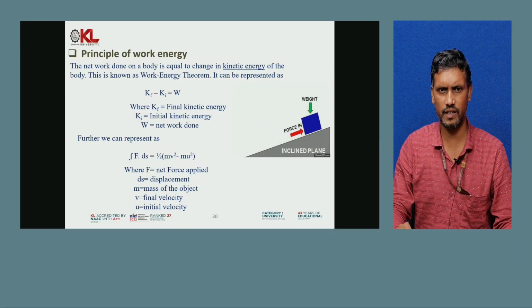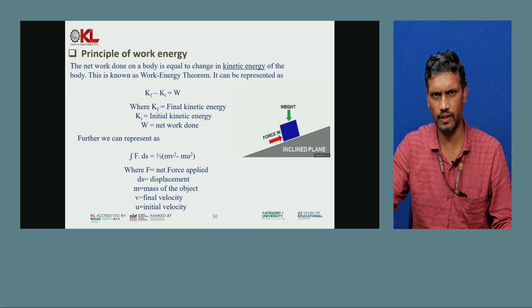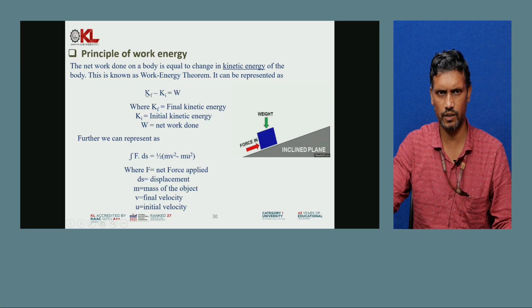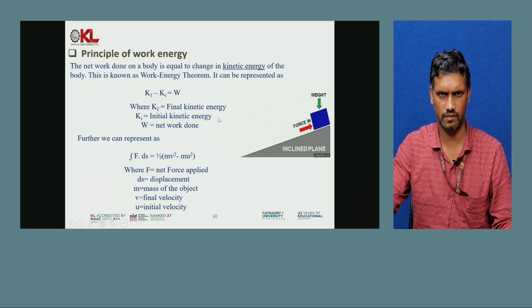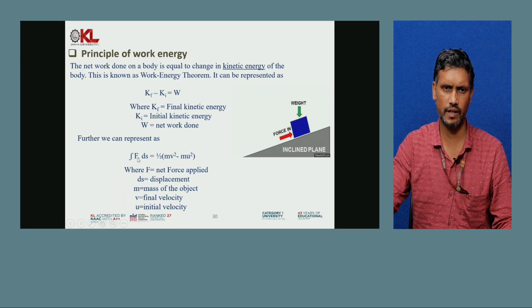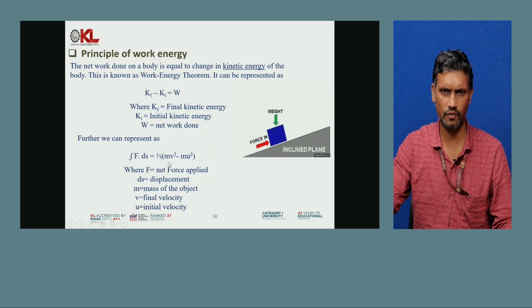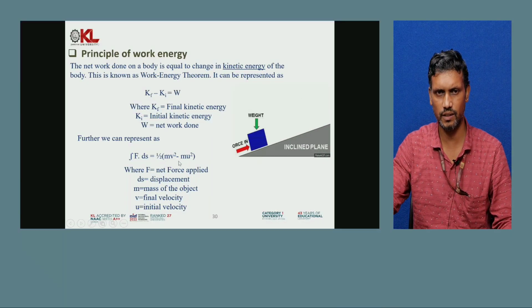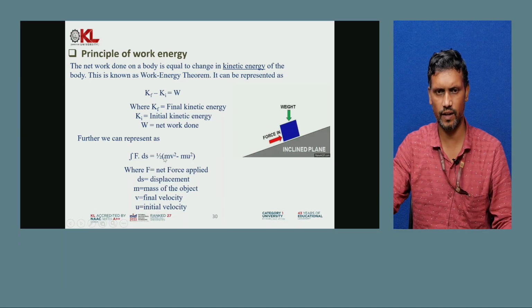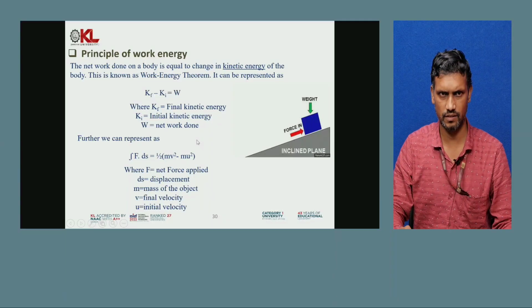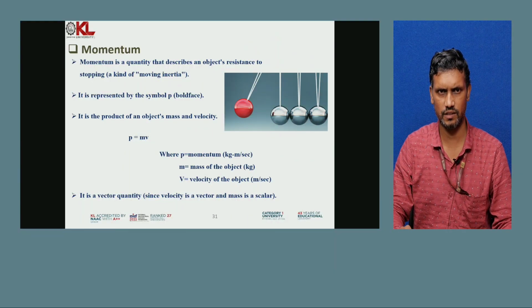Now the principle of work energy. The net work done on a body is equal to the change in kinetic energy of the body. This is known as the work energy theorem. Means somewhere you are relating work with energy. So you will get F into ds, which is work, equals change in half mv square. Half mv square is nothing but kinetic energy. So the difference of initial kinetic energy and final kinetic energy will give you work done. This is the principle of work energy.